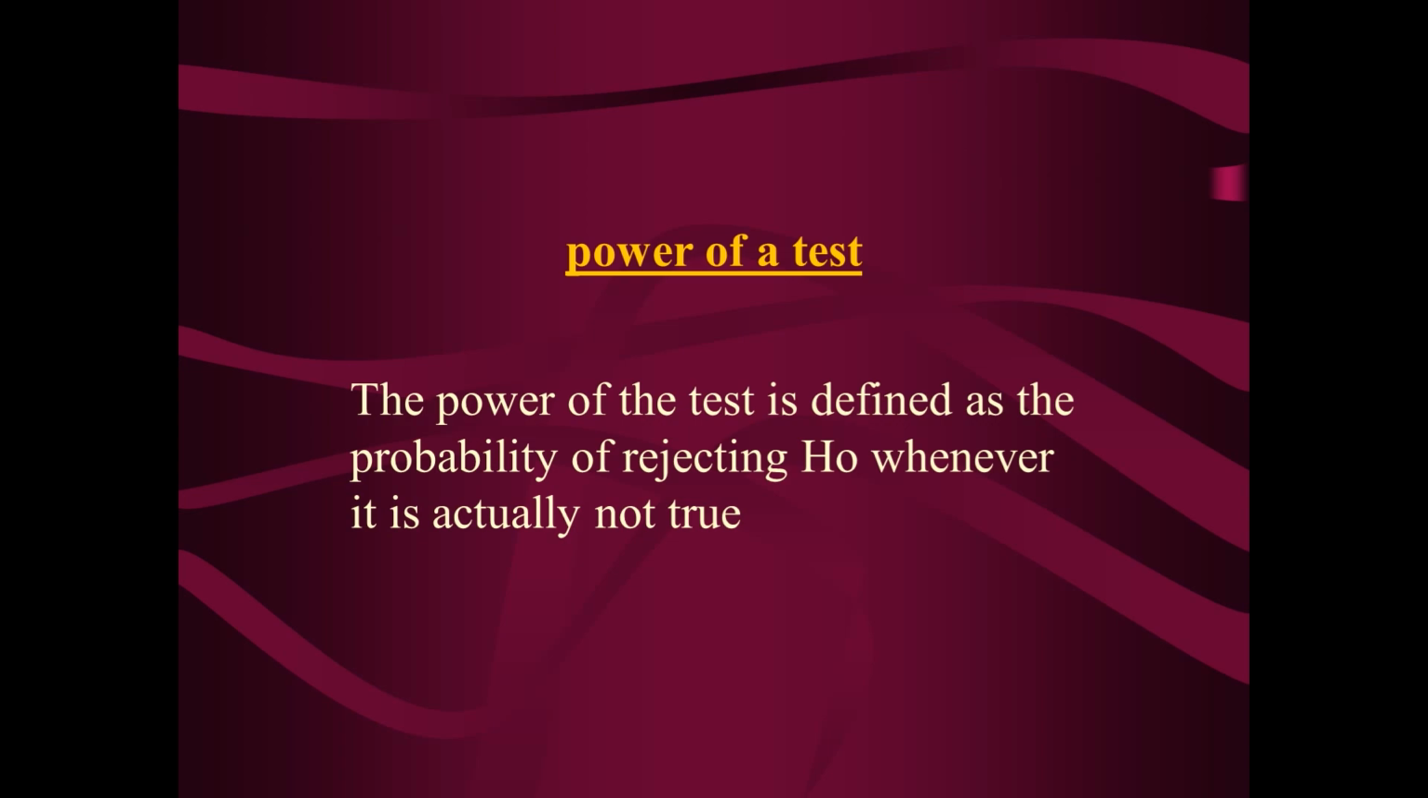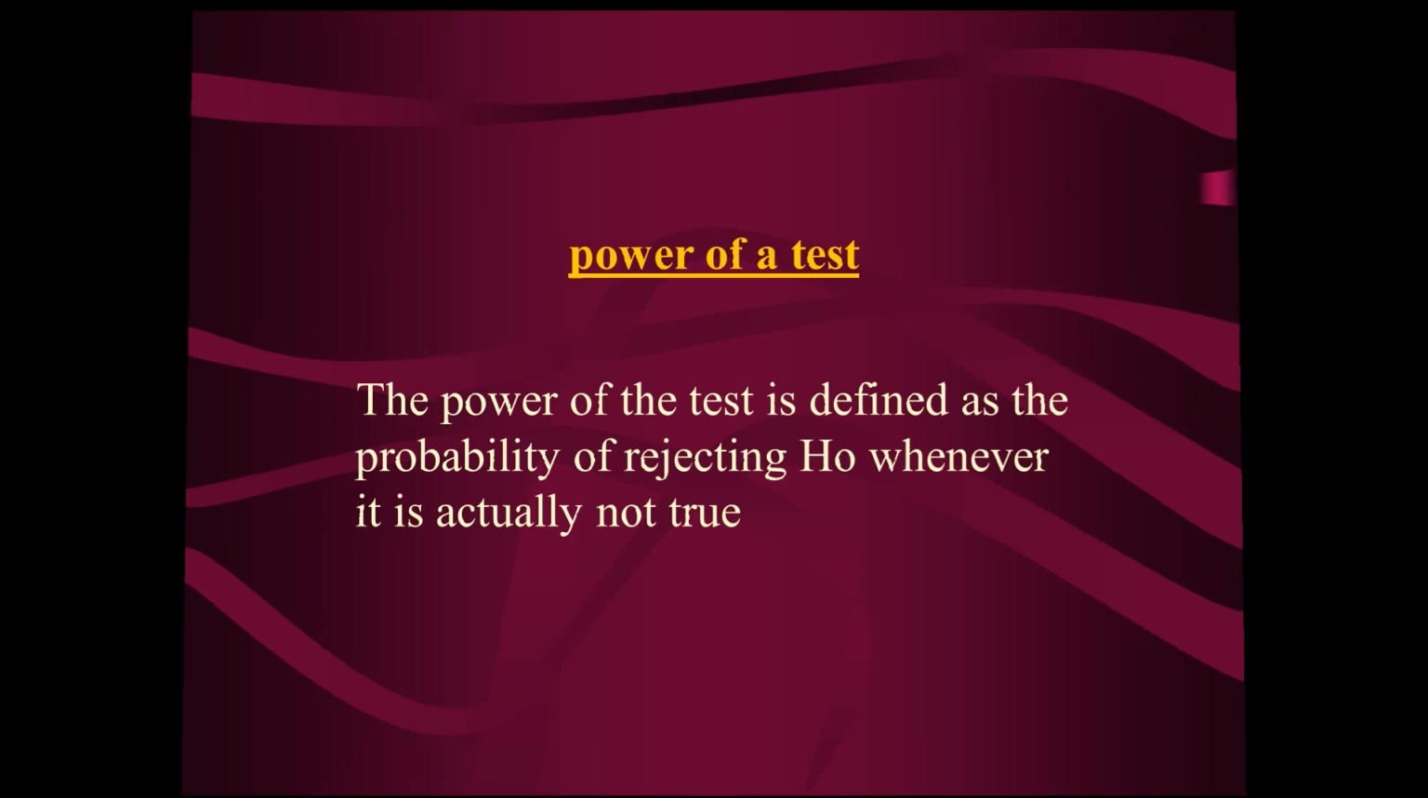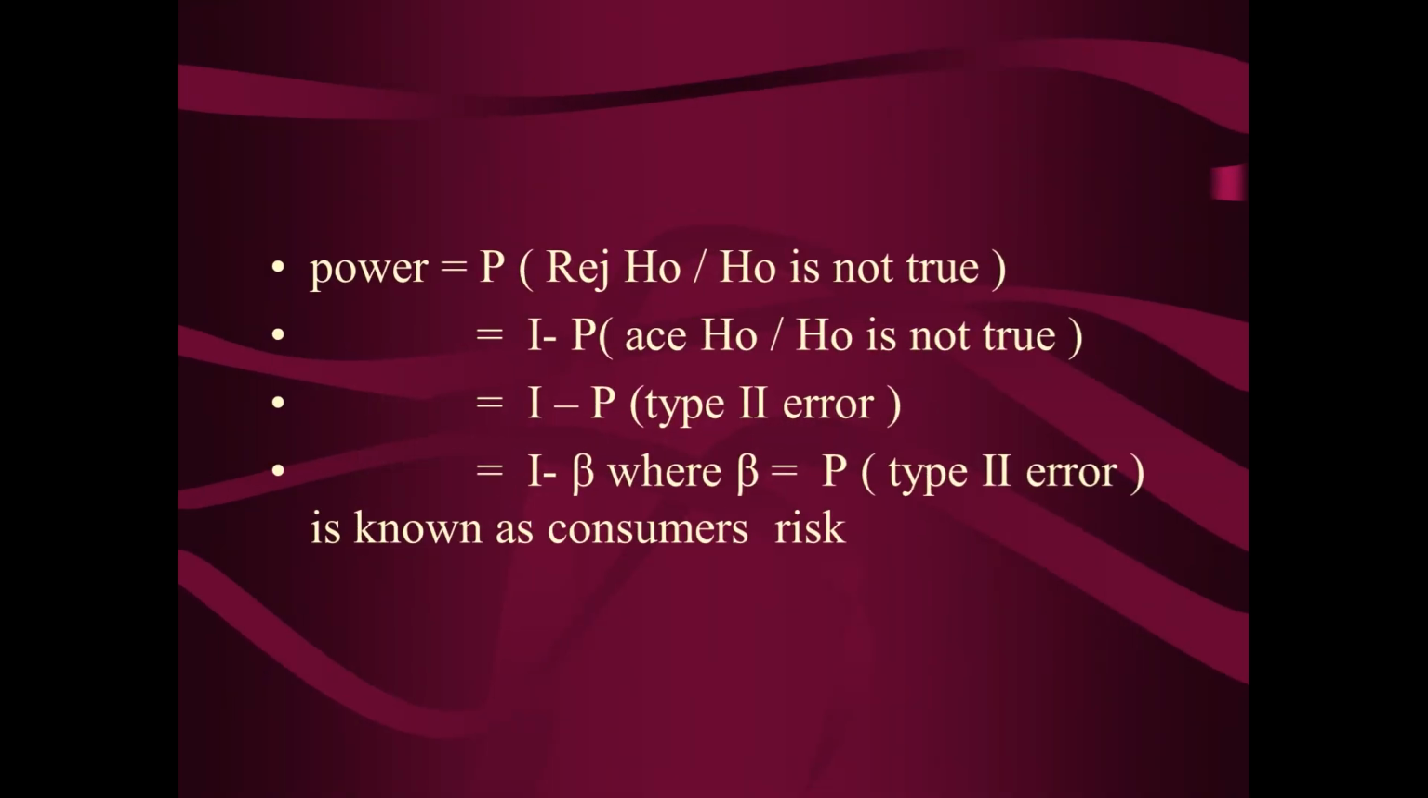Power of the test is defined as the probability of rejecting H0 when it is actually not true, and it is denoted by 1 minus beta. That is, the probability of rejecting H0 when H0 is not true, which is 1 minus the probability of accepting H0 when H0 is not true, that is, 1 minus the probability of committing type 2 error, that is 1 minus beta. It is known as consumer's risk as well.